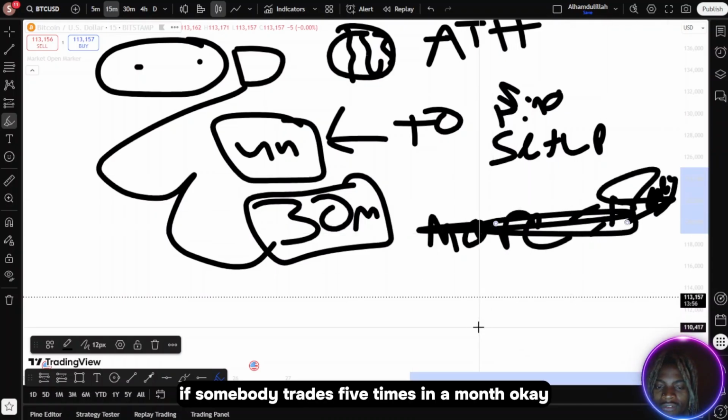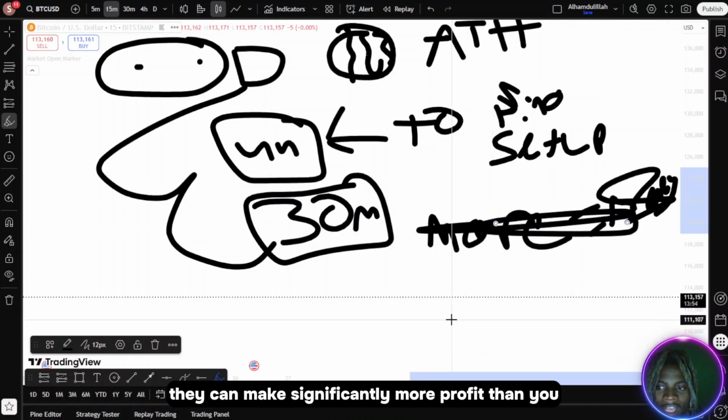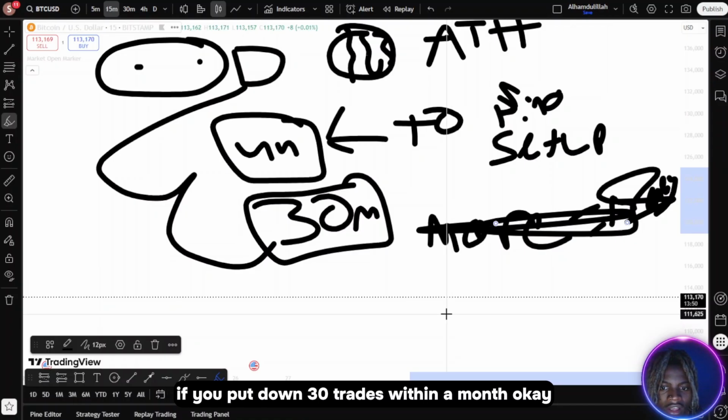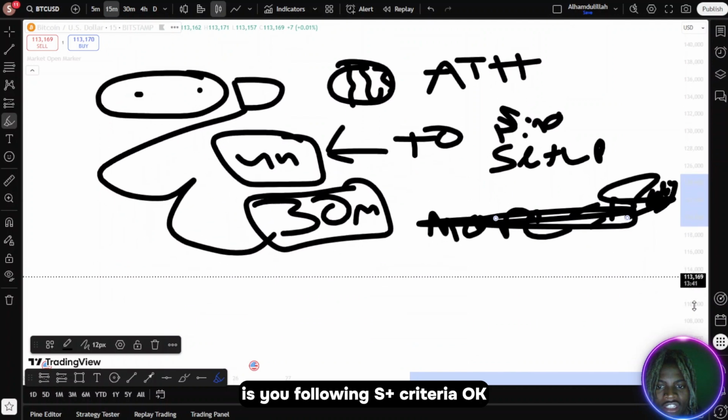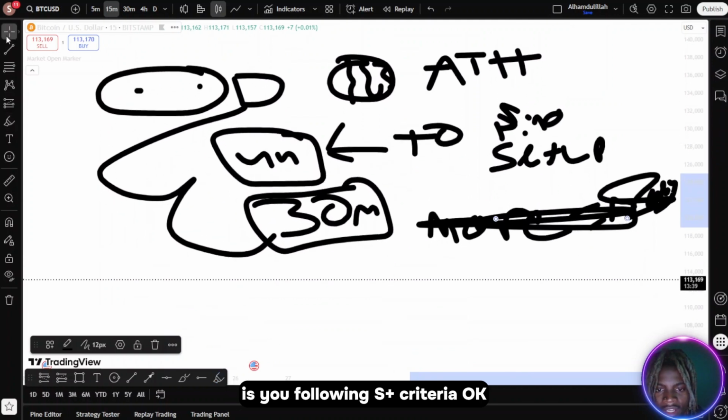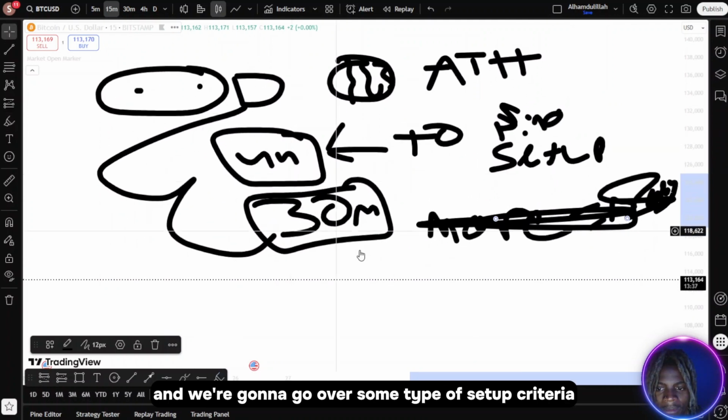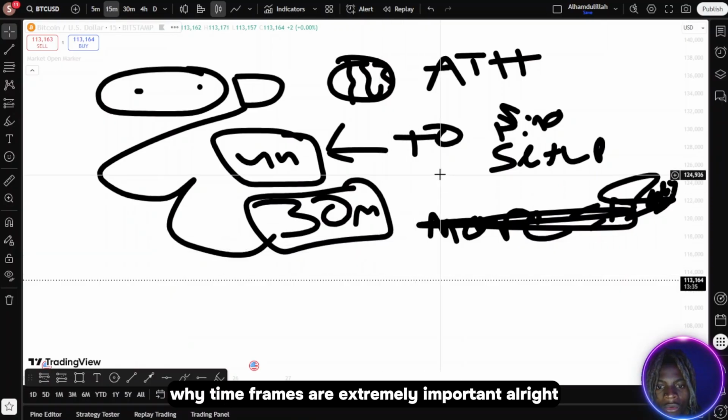Understand that if somebody trades 5 times in a month, they can make significantly more profit than you if you put down 30 trades within a month. When it comes to trading, it's not like business. It's not like working out. Volume does not increase profit. What's going to increase your profit is you following S plus criteria.